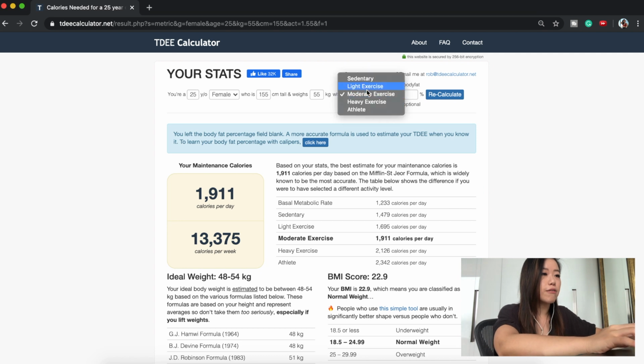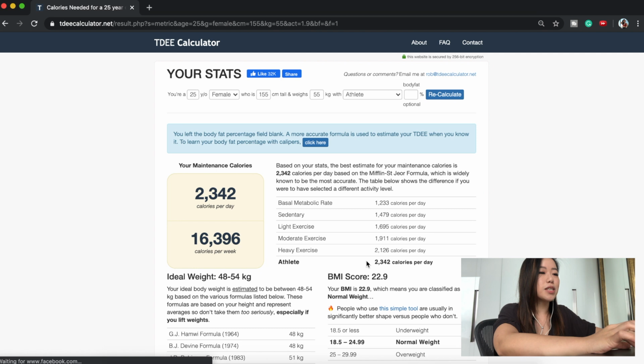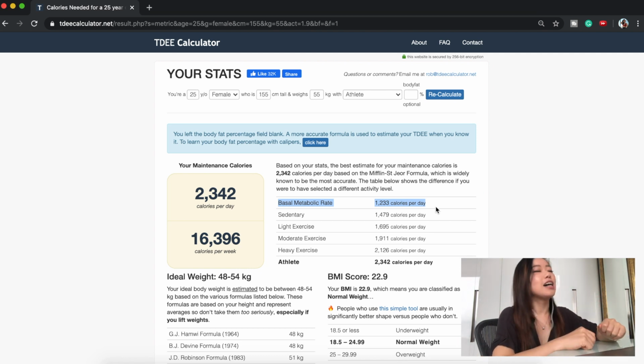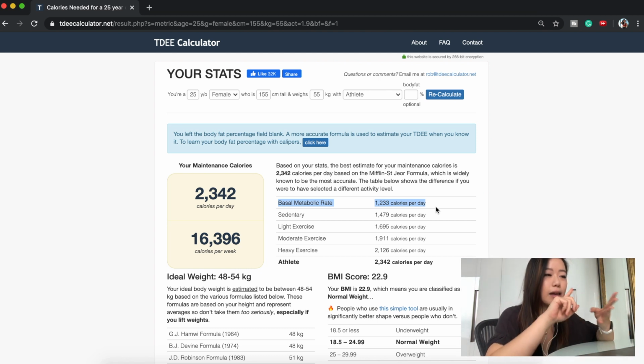Now you'll see that if, let's say, I toggle the options here and change myself to an athlete who exercises more than once a day, and I hit recalculate, it will tell me now my maintenance calories is 2,342, but my BMR here does not change. As long as my age, my gender, my height, and my weight do not change, my BMR will not change. So BMR is regardless of how much exercise you do. It is just giving you a reference of how much energy your body needs to stay alive.